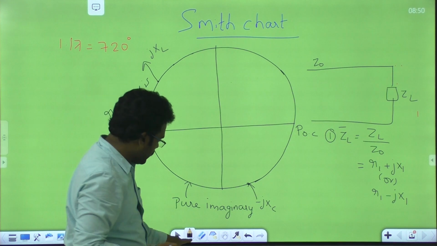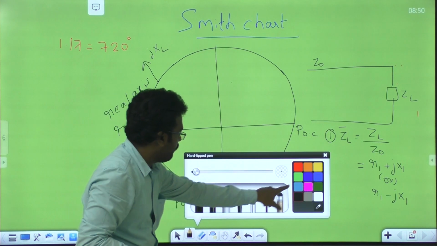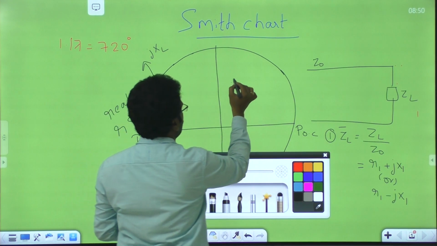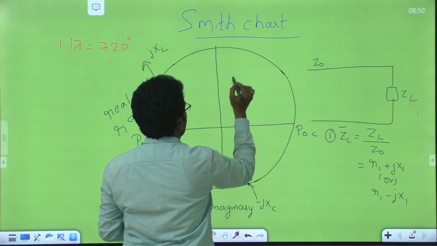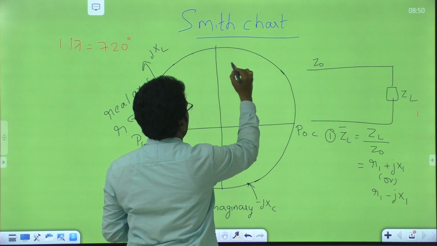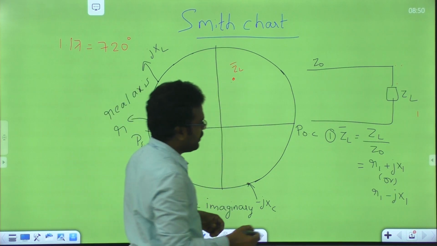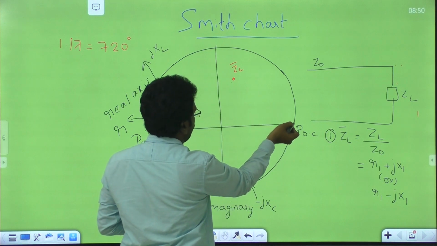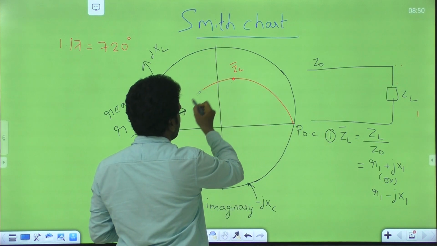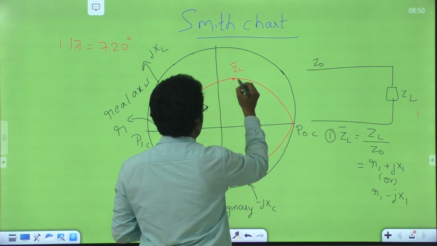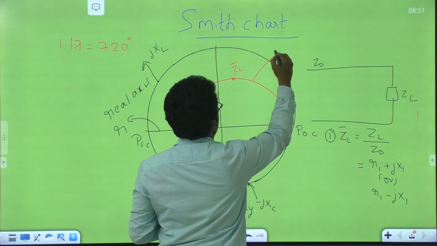Now, what is the step we have to follow? First step is we have to plot the normalized load impedance. So this is called ZL bar. I am assuming that point is here. So what is this circle? This is the R1 circle.